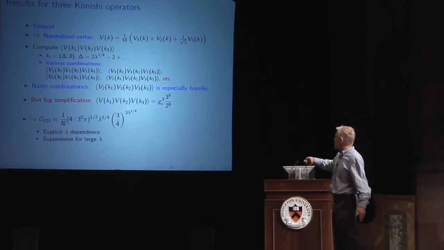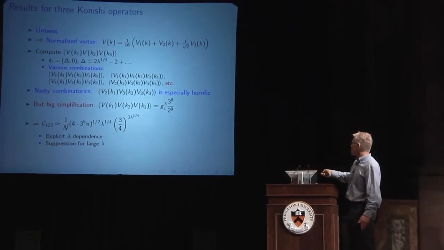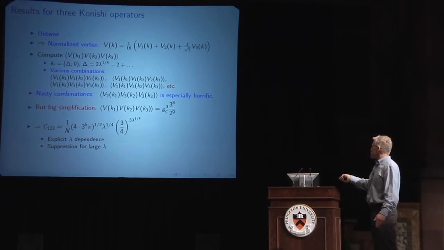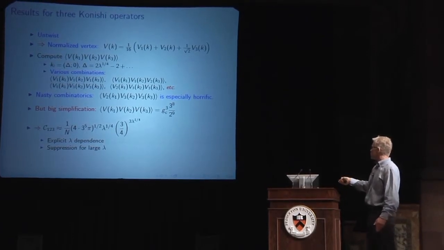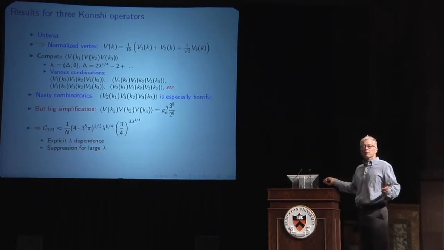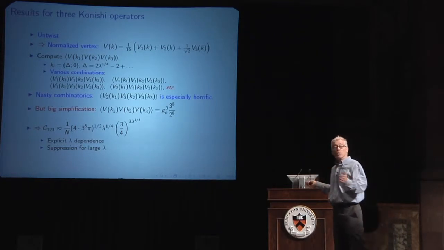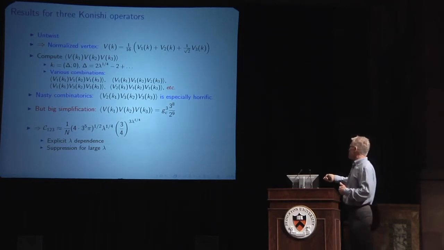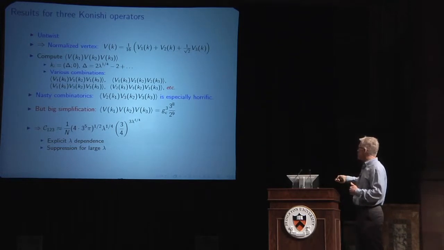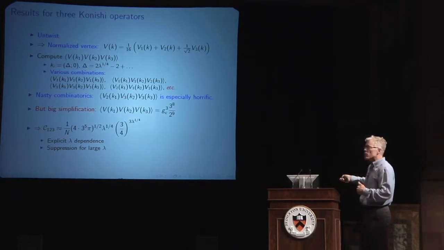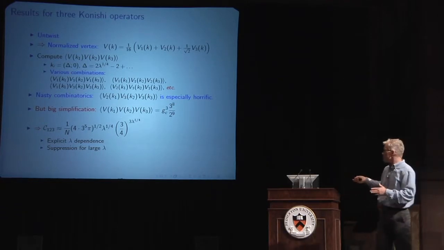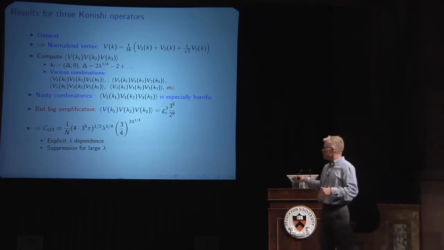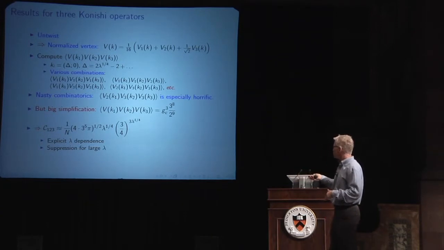Then you plug that back into your structure constant, and you find this expression. Let me point out a couple of things about this. First of all, you can see that it has explicit lambda dependence. So unlike chiral primaries, it will depend on lambda. You also have a suppression for large lambda, basically because you have this factor of 3/4 to a pretty large power, so it can be suppressed. This is expected for these massive type operators.